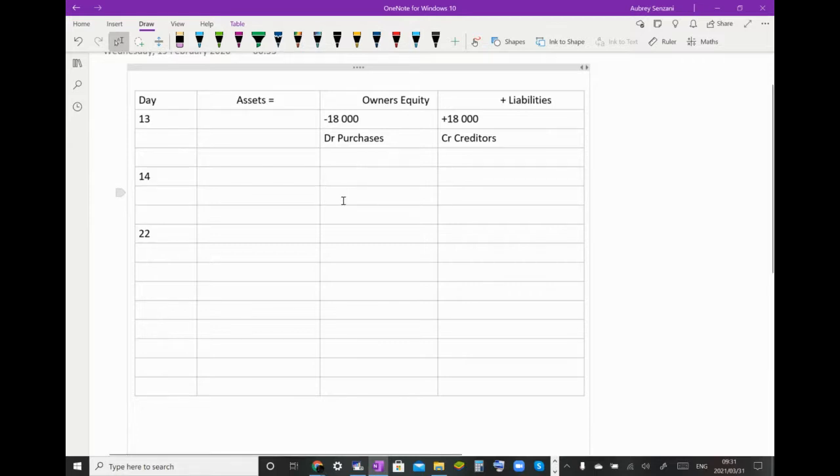We're going to go to owner's equity. We're going to debit railage on purchases. If you just wrote railage, I'd give you your marks. But typically, they would want to see railage on purchases.